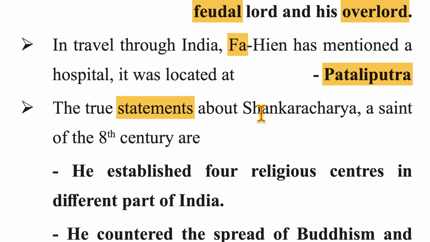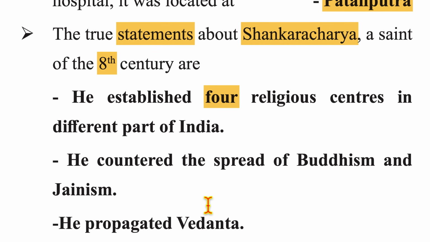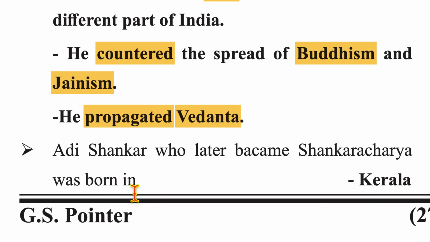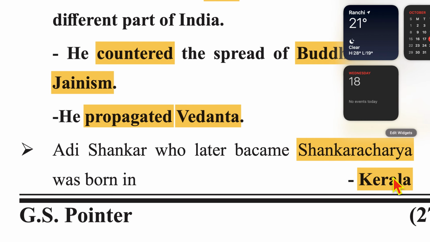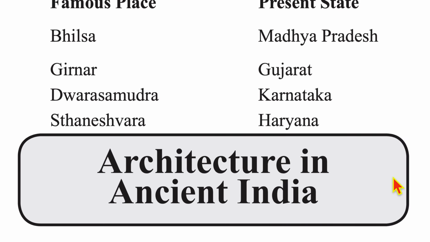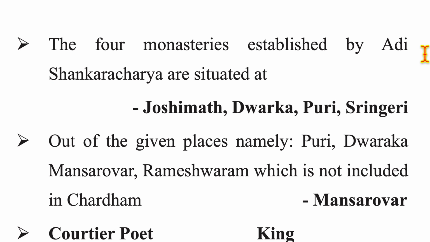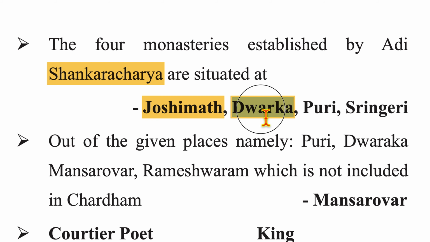The true statements about Shankaracharya, a saint of 8th century, are: he established 4 religious centers in different parts of India. He countered the spread of Buddhism and Jainism. He propagated Vedanta. Adi Shankara, who later became Shankaracharya, was born in Kerala. The 4 monasteries established by Adi Shankaracharya are situated at Joshimath, Dwarka, Puri, and Sringeri.